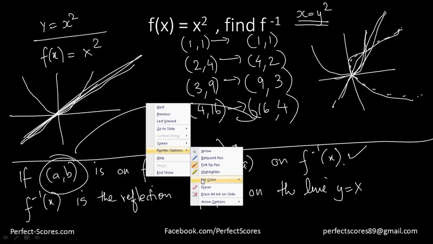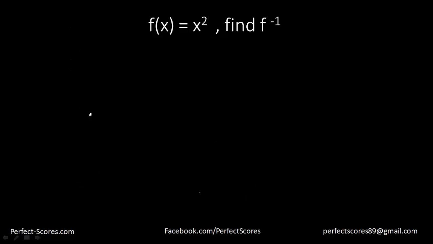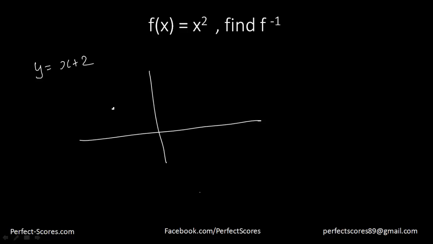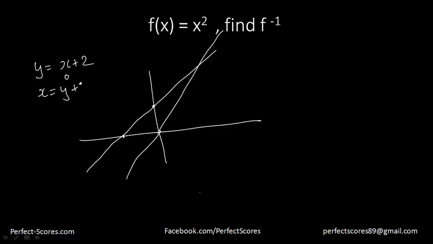Let's do that. Let's suppose we have a function, y = x + 2. How is y = x + 2 going to look? When you put x = 0, y is 2, and when you put y = 0, x is negative 2. This is how y = x + 2 looks, and this is nothing but y = x. Now, if you actually draw the line x = y + 2, that is the inverse of this function.